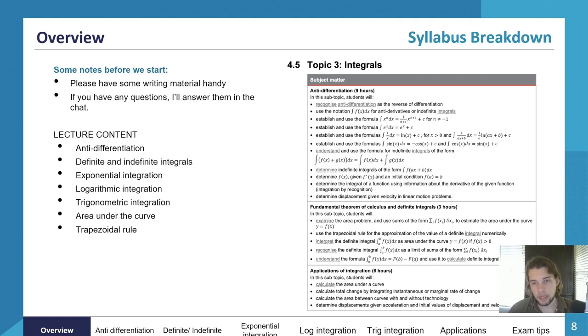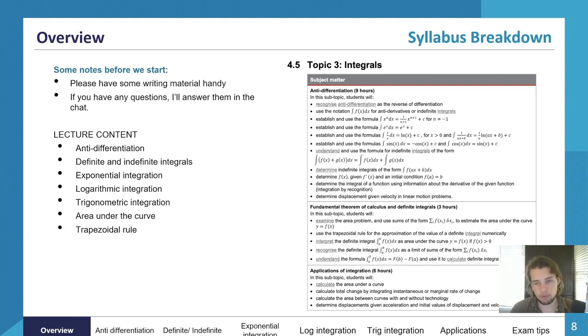So in this topic, students, we're going to basically look at anti-differentiation, the notation, and how we actually work with the formulas. There's different formulas that we expect working with exponential, logarithmic, and trigonometric functions. Then we're going to understand how to basically separate integrals and definite integrals to be able to find useful things like the area underneath the curve.